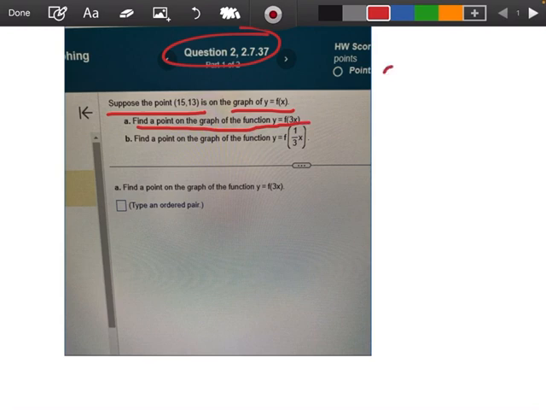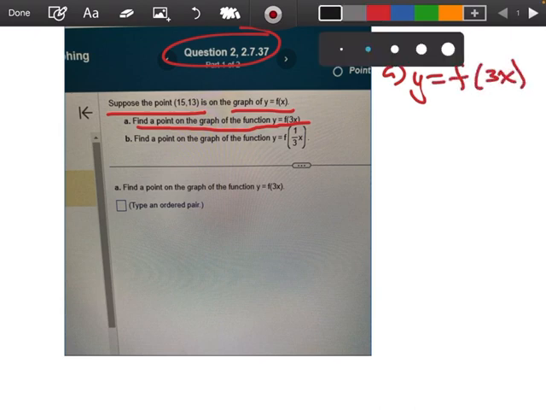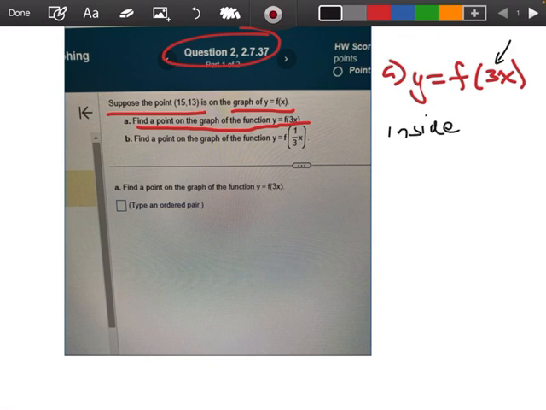Okay, so y'all, I'm going to do part A here, where it says y equals f of 3x. Let me clean this up a little bit. I want you to notice something, y'all. I want you to notice where the 3 is. The 3 is on the inside, right? And if it's on the inside, we are changing our x values.